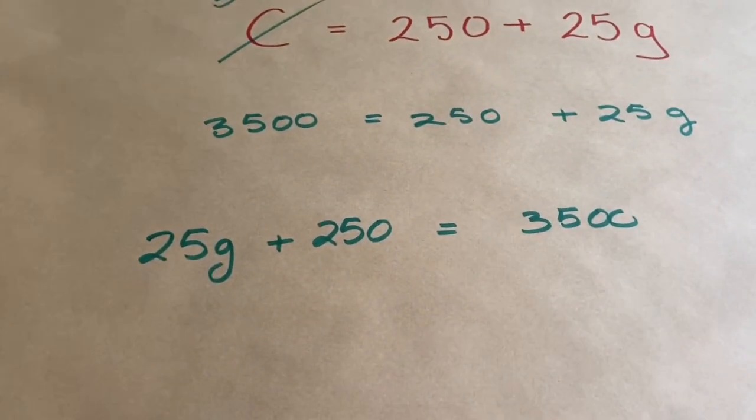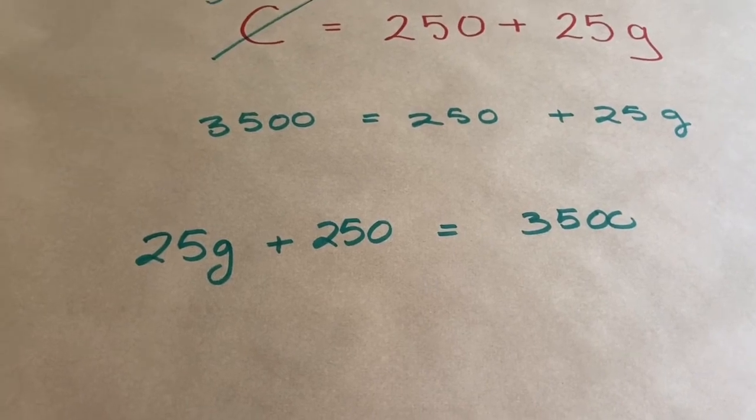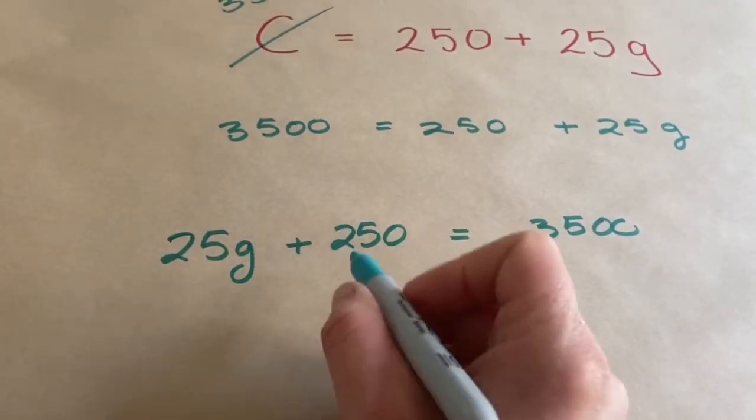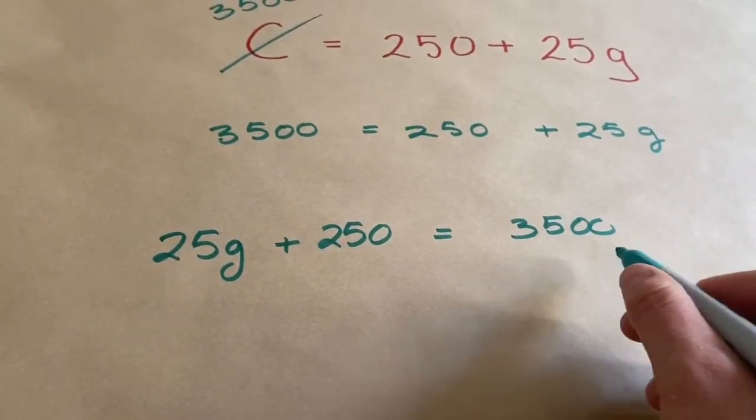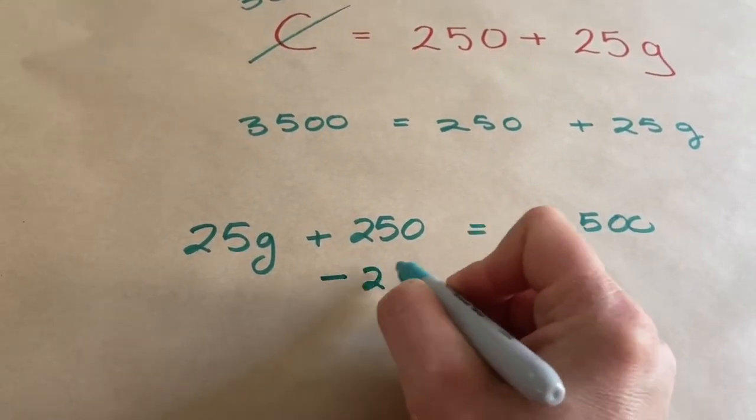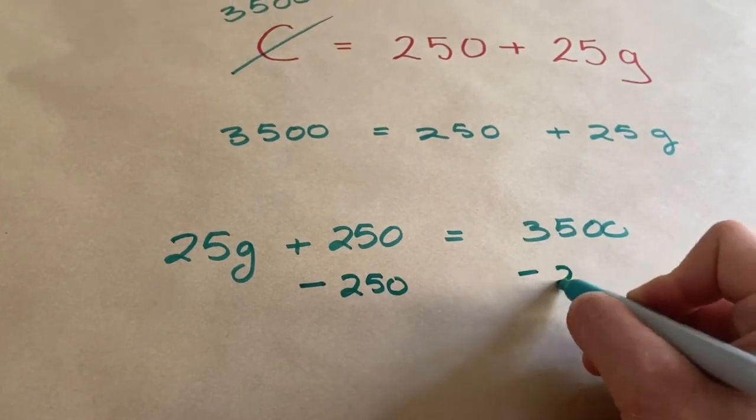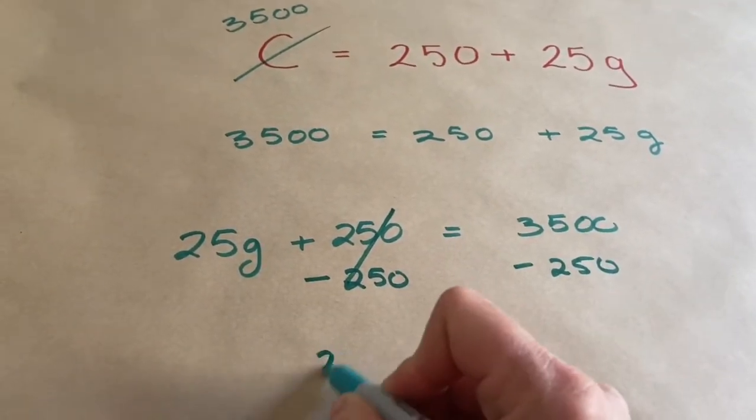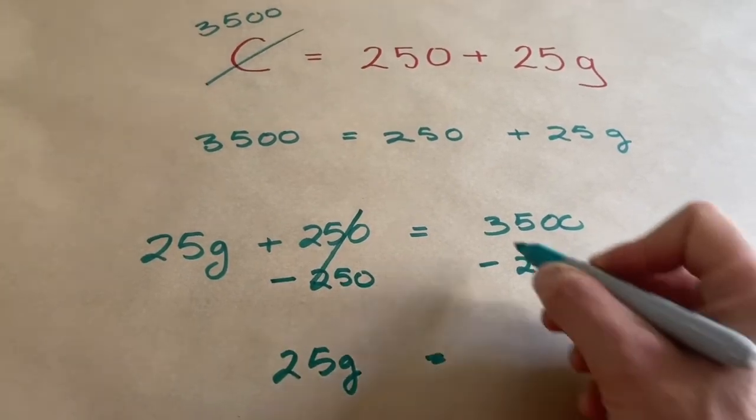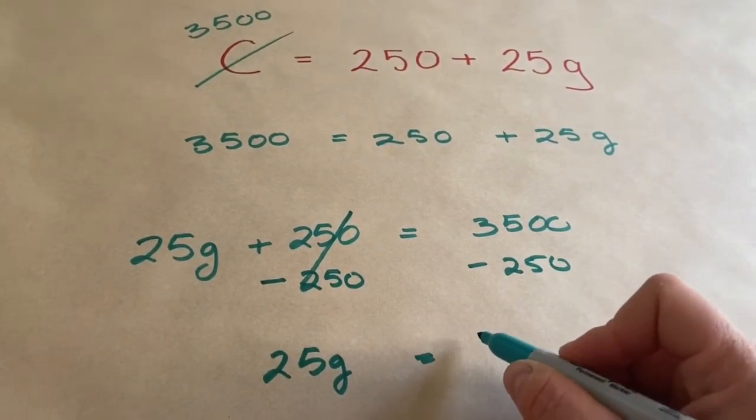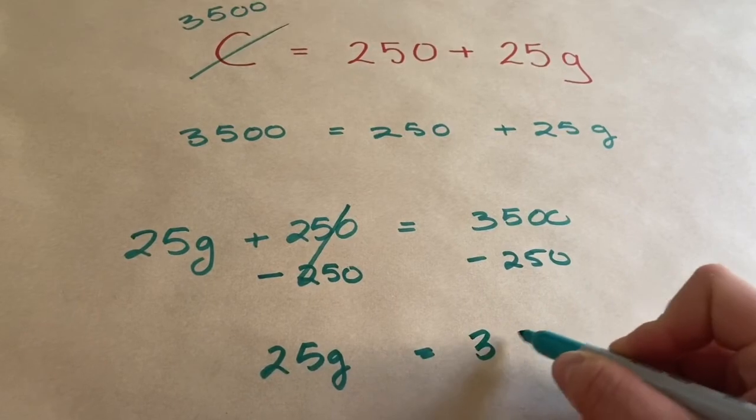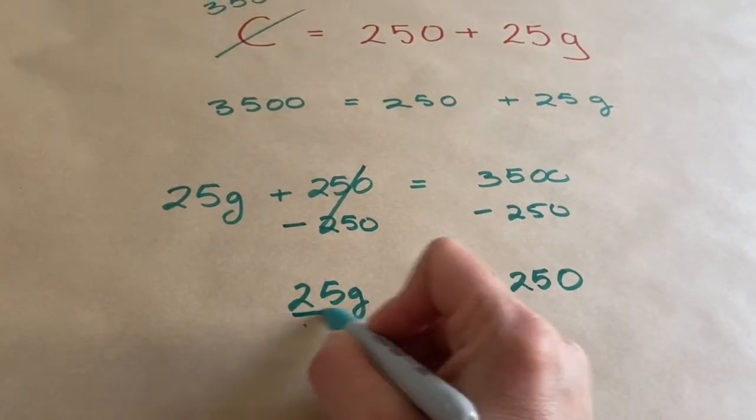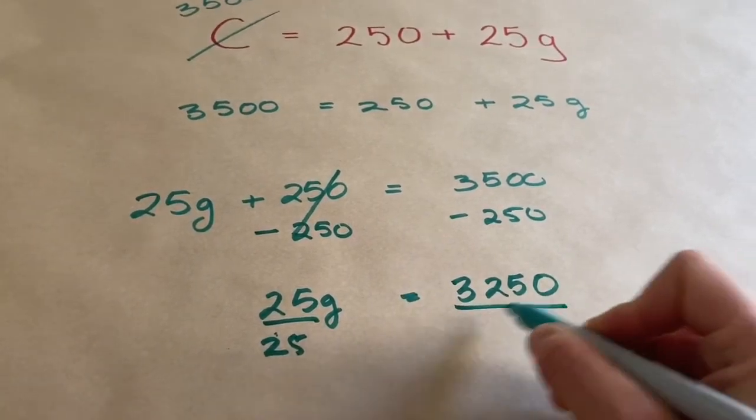So how would we do this using algebra? We would want to get the G by itself. I did G times 25, and then I added 250 to get 3,500. I want to undo the things I did. So these would cancel out, and I have 25G is equal to 3,500 minus 250, which gives you 3,250. And then we want to get the G by itself, so I divide by 25.